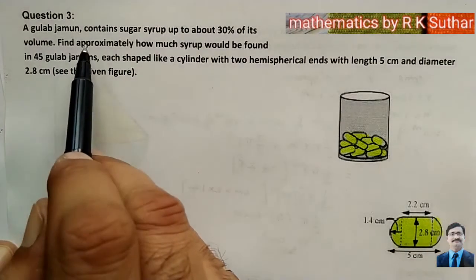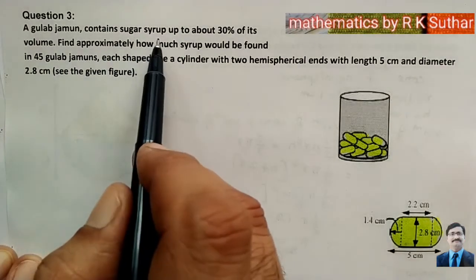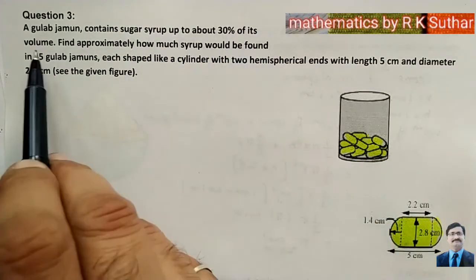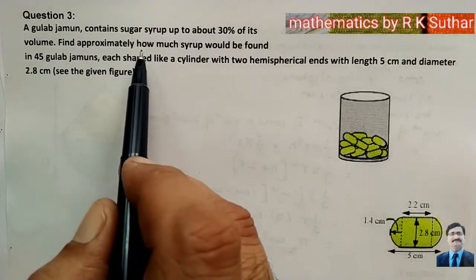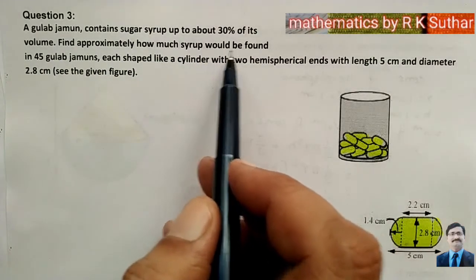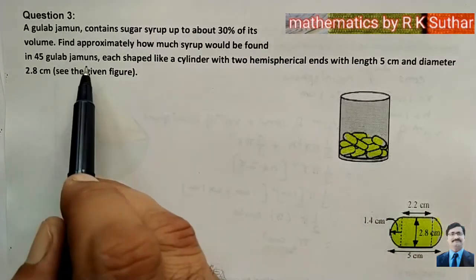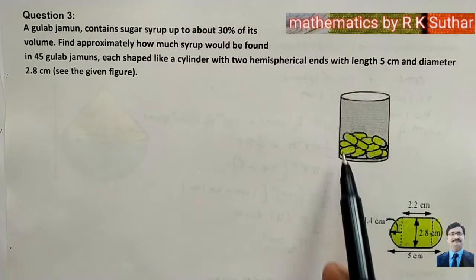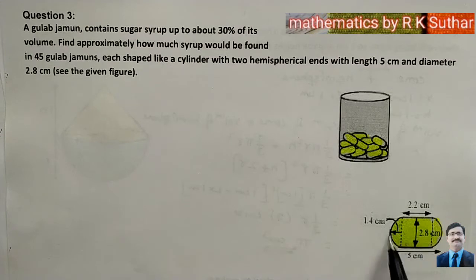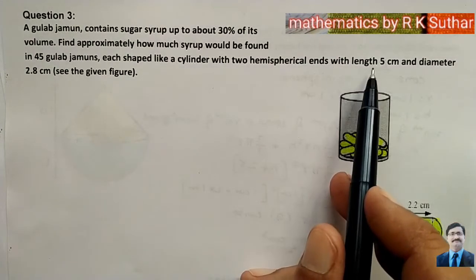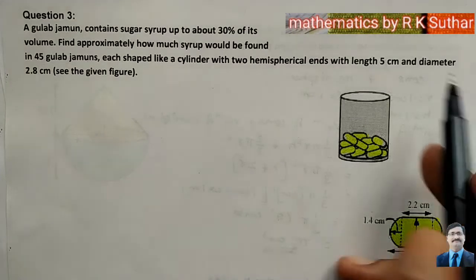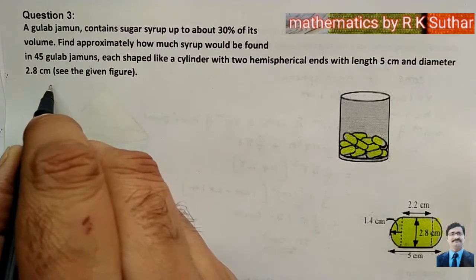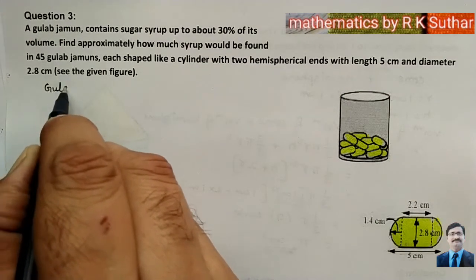Look here, a gulab jamun contains sugar syrup up to about 30% of its volume. Find approximately how much syrup would be found in 45 gulab jamuns, each shaped like a cylinder with two hemispheres. Look here, the shape is like a cylinder and two hemispheres. The total length is 5 centimeter and the diameter is 2.8 centimeter. So first of all, we write here the gulab jamun.